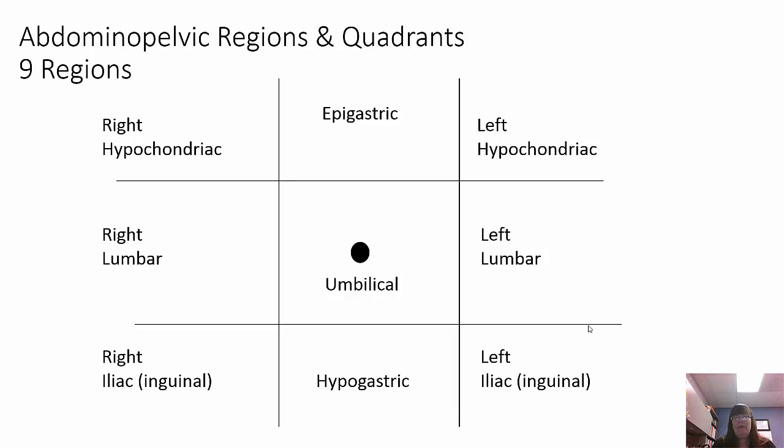The 9 regions that our body is divided into, the right and left hypochondriac, right and left lumbar, right and left inguinal, and then down the middle you have the epigastric, umbilical, and hypogastric. Umbilical, of course, is around your belly button.